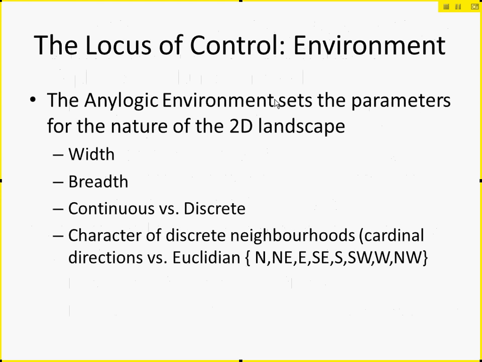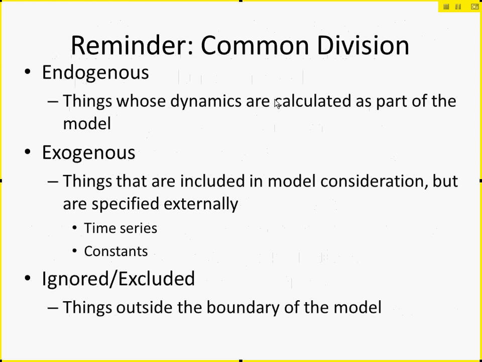Okay, and I noted that AnyLogic's environment construct in AnyLogic 6, and in fact 5 before it, is where the parameters of this spatial environment are set, just as it sets network characteristics. So width, breadth, continuous versus discrete, and the nature of the neighborhood. Now, that was a little bit on the environment supported in AnyLogic spatially.